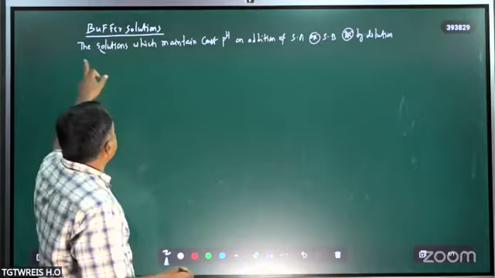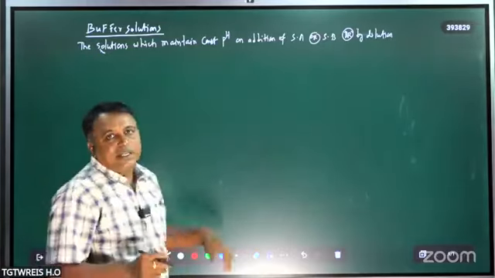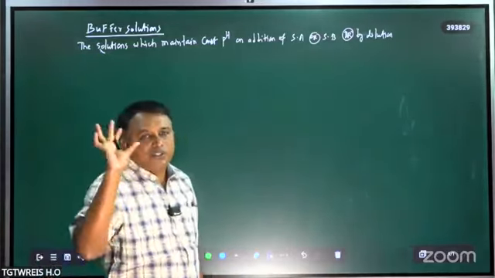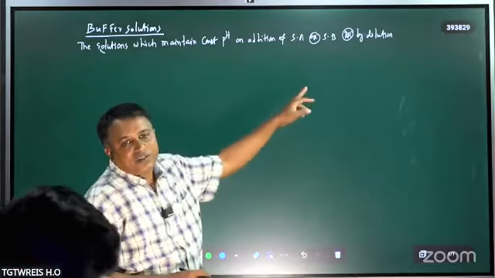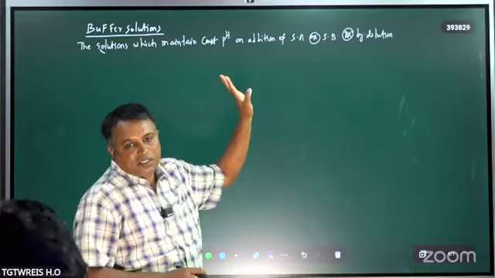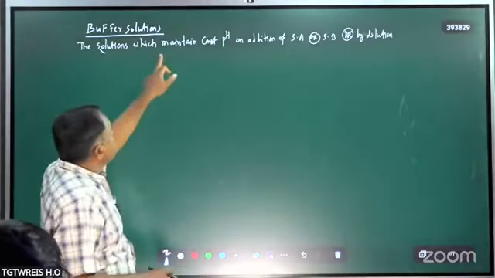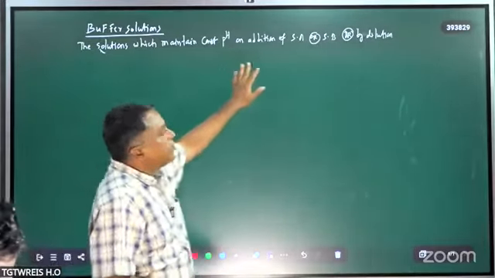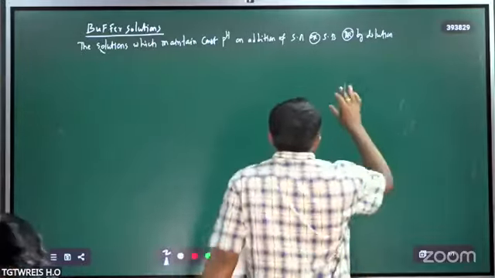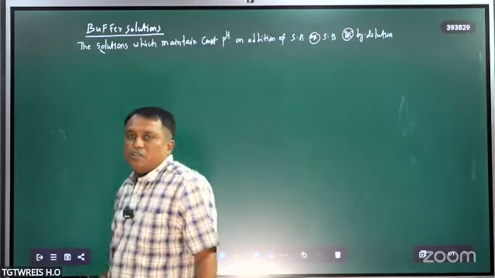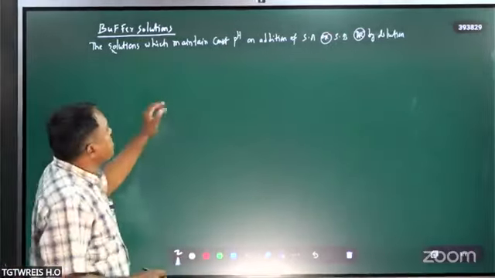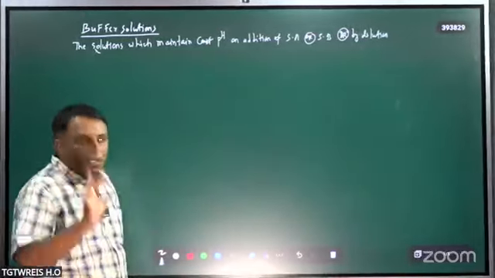Buffer solutions. Buffer solutions generally resist the change in pH of the solution by adding a little bit of acid or a little bit of base or by adding water. The solutions which maintain constant pH on addition of strong acid or strong base or by dilution. So such type of solutions are what now? Buffer solutions. Why do these solutions maintain the constant pH?